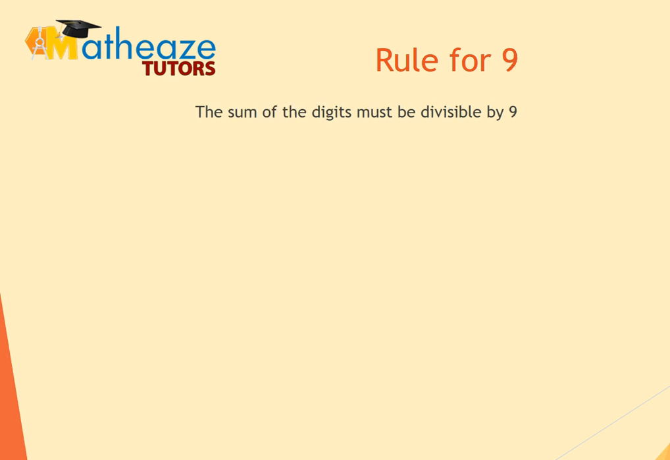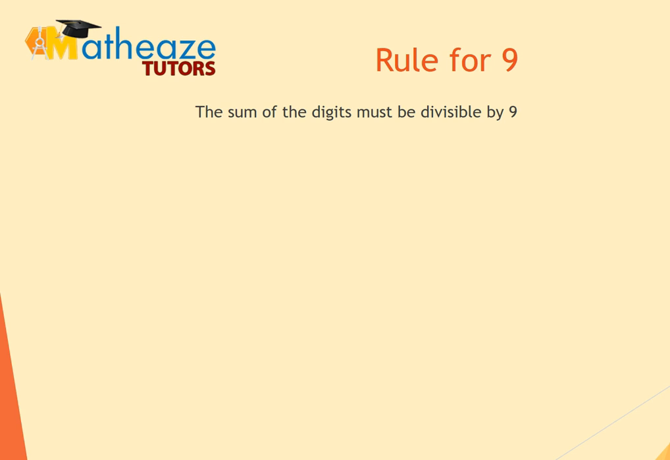Now onto the divisibility rule for 9. This one is just similar to the rule for 3 with one exception. For 3, we add the digits together and the result must be divisible by 3. In this case, the result must be divisible by 9.